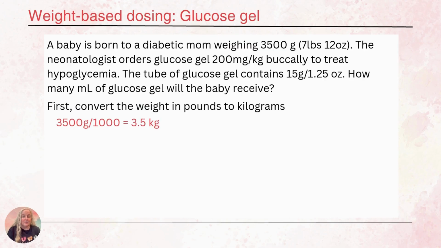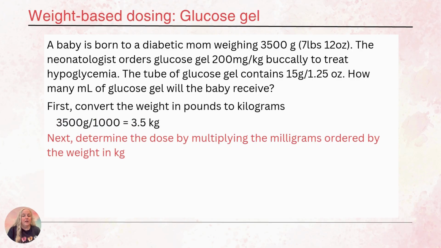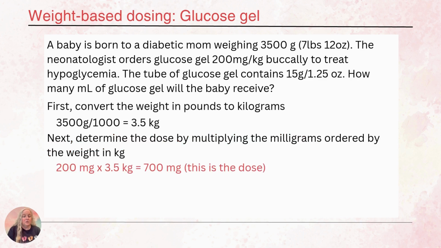3,500 grams divided by 1,000 equals 3.5 kilograms. Next, determine the dose by multiplying the milligrams ordered by the weight in kilograms. 200 milligrams times 3.5 kilograms equals 700 milligrams. This is the dose.